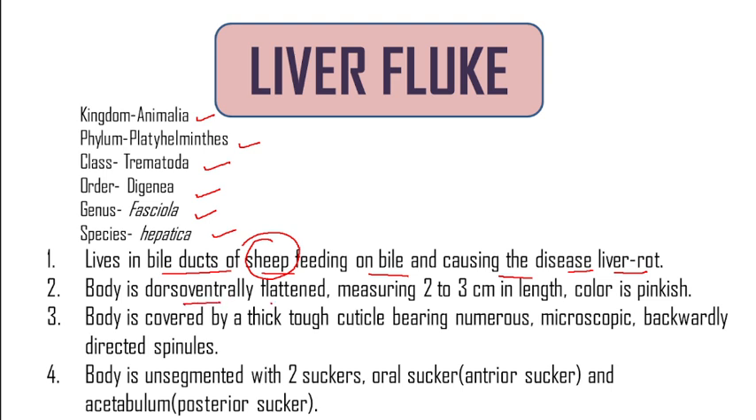Body is dorsoventrally flattened, measuring 2 to 3 centimeter in length. Color is pinkish. Body is covered by a thick, tough cuticle bearing numerous microscopic backwardly directed spinules. Body is unsegmented with two suckers. दो suckers होते हैं, एक तो oral sucker होता है जो anterior end पे present होता है and acetabulum जो कि posterior sucker होता है.